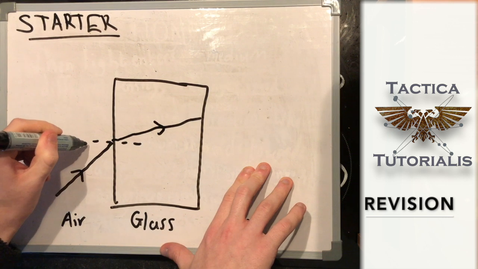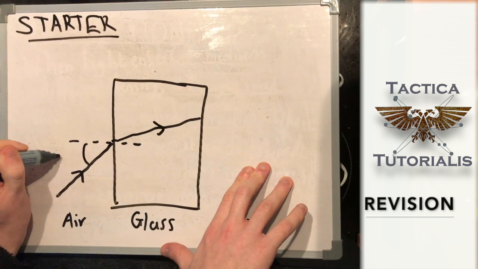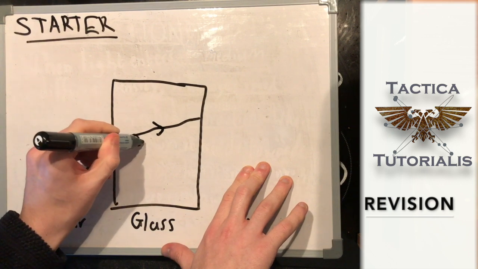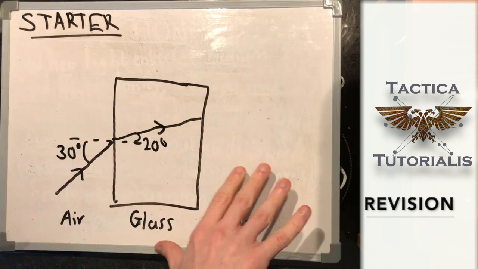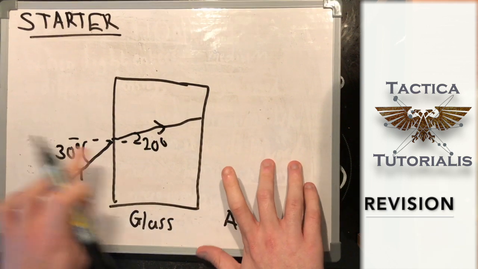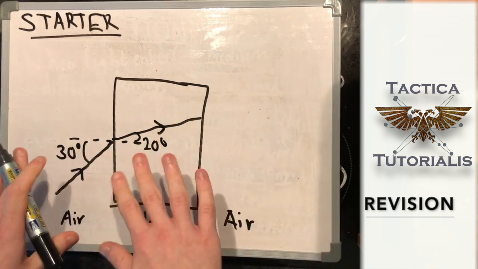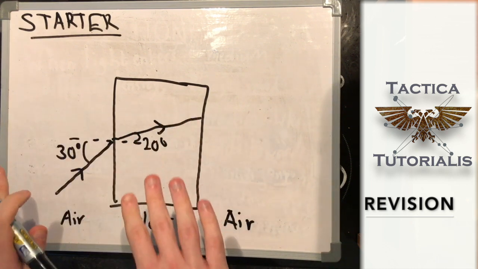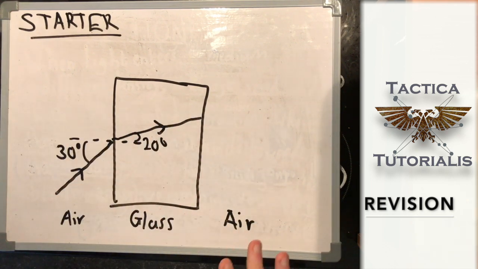So this angle, let's say that's 30 degrees, will be greater than this angle. Let's call that 20 degrees. This is the angle of incidence. This is the angle of refraction. This is stuff I'm sort of getting into A-level things with refractive index, and you can actually work these angles out. Don't think you need to, don't worry about it.